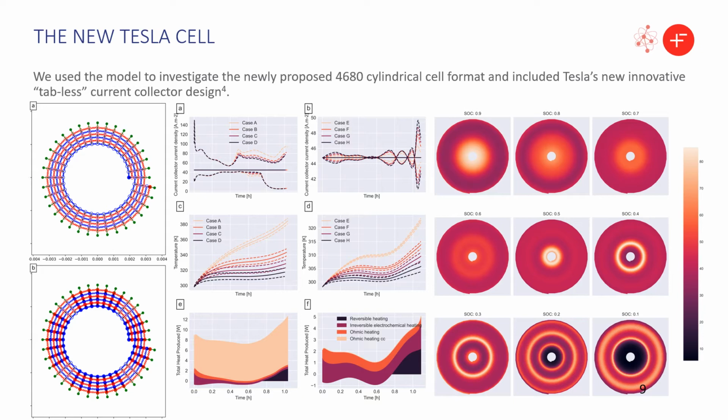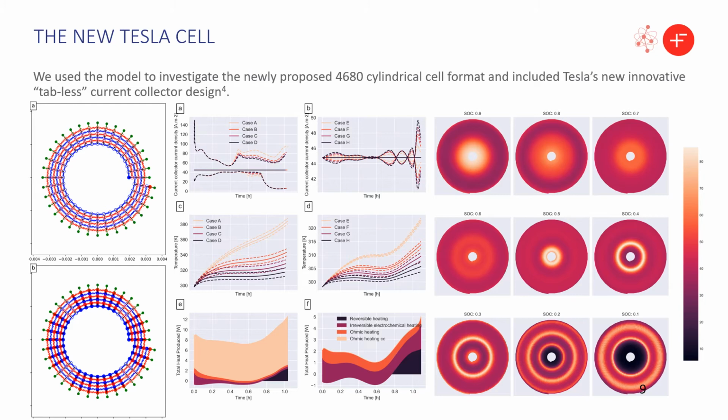And Tesla have made another innovation, which is to design tabless current collectors. So they're using the edge of the current collectors themselves as tabs, effectively. On the top left, you can see the traditional tab design, one on the inside, one on the outside. I'm only showing 5 layers just for clarity, but there are actually 40 layers in the model. And then on the bottom left, you have more or less tabs everywhere.